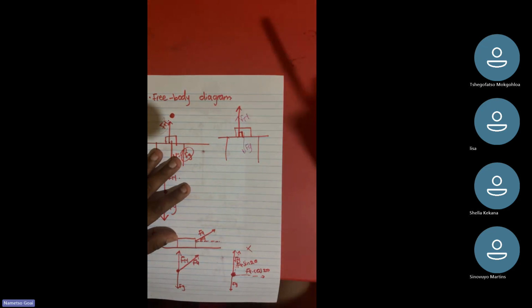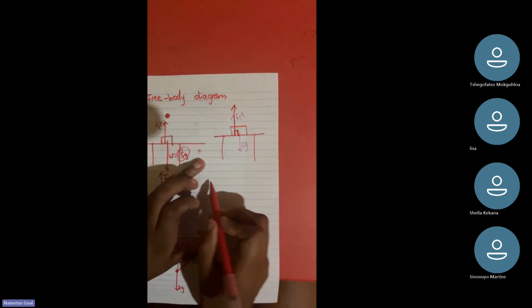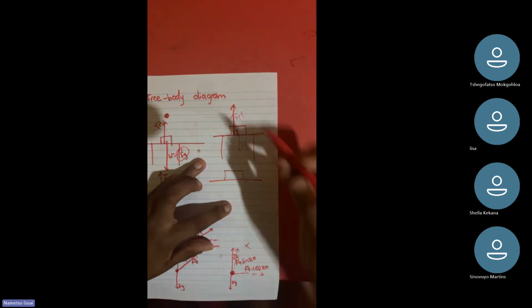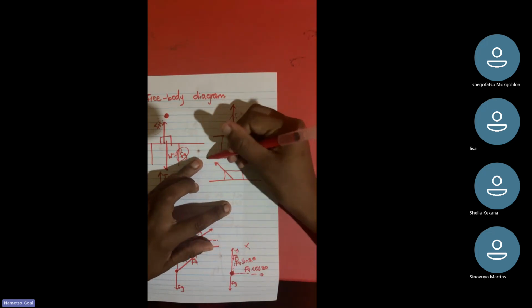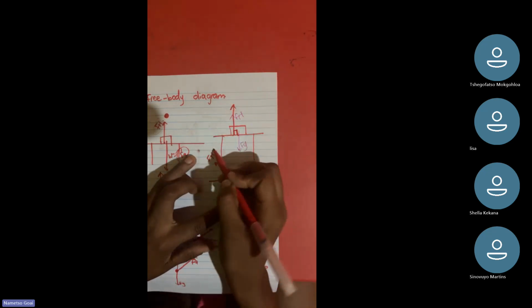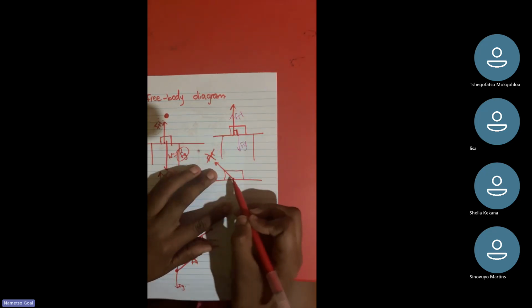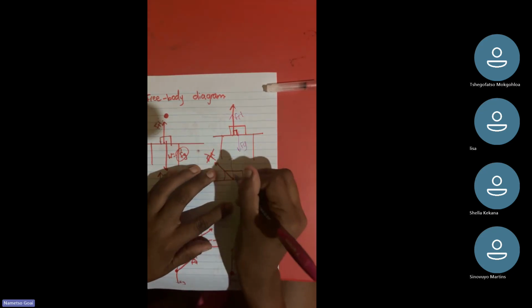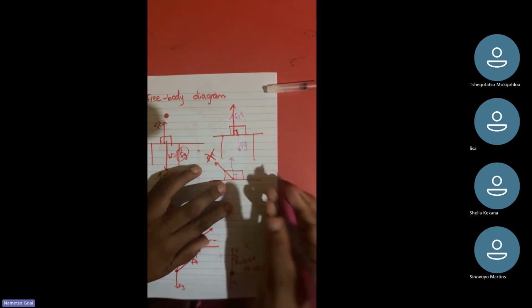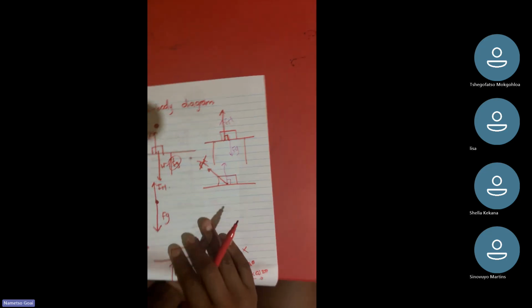You'll never draw Fn, if it's on a surface that's like this, going that way, and then say this is Fn. You're going to be incorrect. Your Fn, just assume that this is 90. It always has to be your normal force, at a 90-degree angle to the surface, right? Note that.